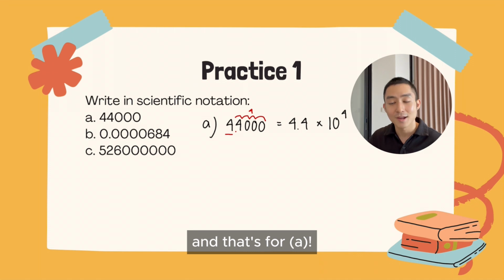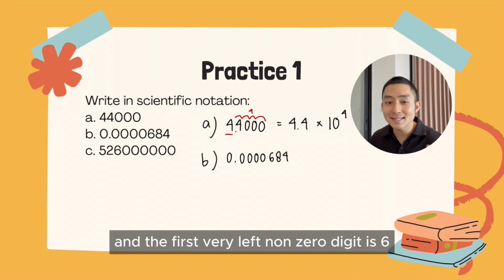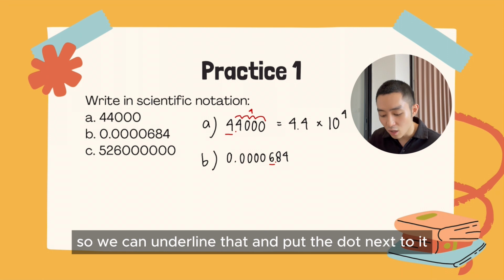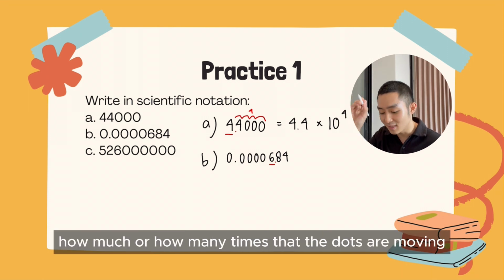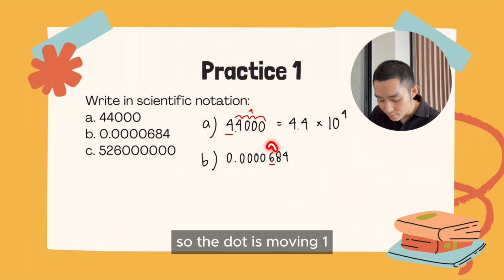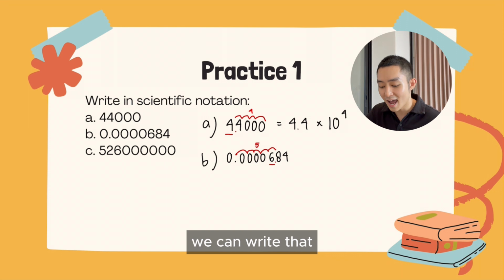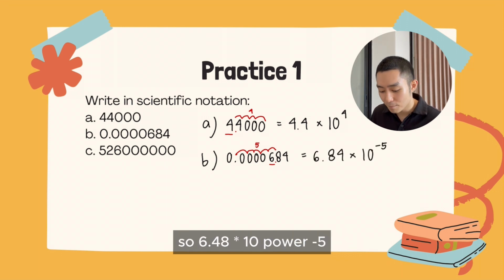And that's for A. Going on to the B, we can rewrite again. The first, very left non-zero digit is 6, so we can underline that and put the dot next to it. And we should see how many times the dot is moving. So the dot is moving 1, 2, 3, 4, 5. Okay, we can write that, and it is 5 places to the left, so 6.48 times 10 power negative 5.